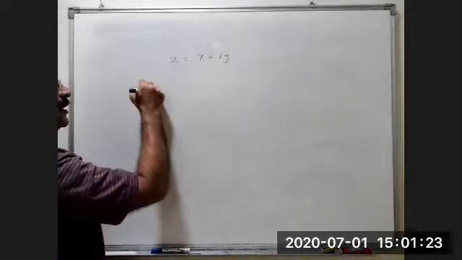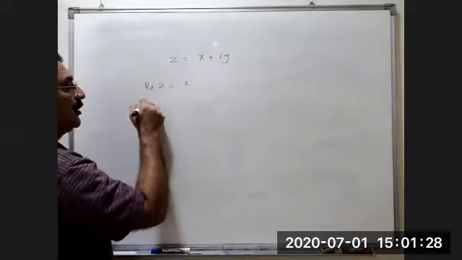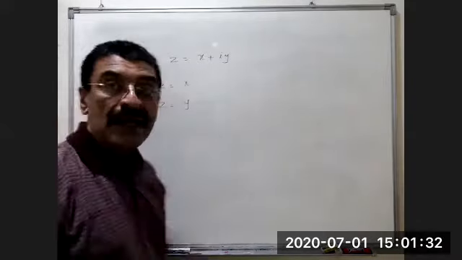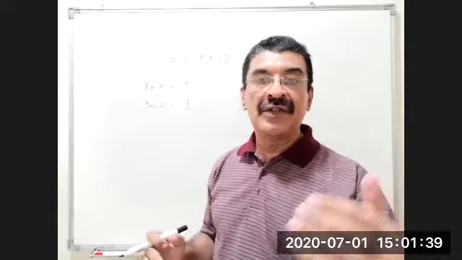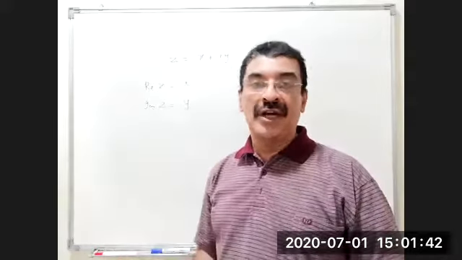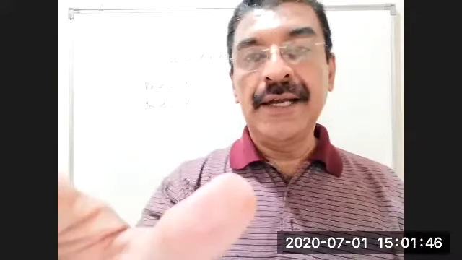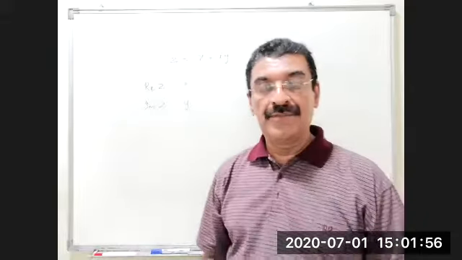The real part, we write Re(z), which means this is the real part. And Im(z) is y. Imaginary part means the part which is coming with i, or in other words, the coefficient of i. The number coming with i, that is the imaginary part. So here, x is the real part and y is the imaginary part.